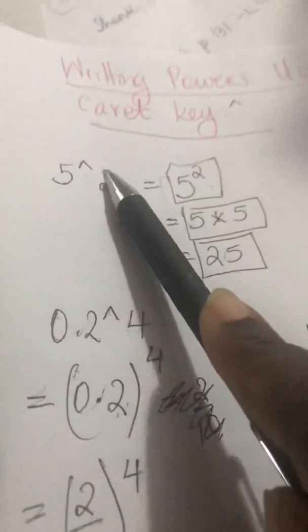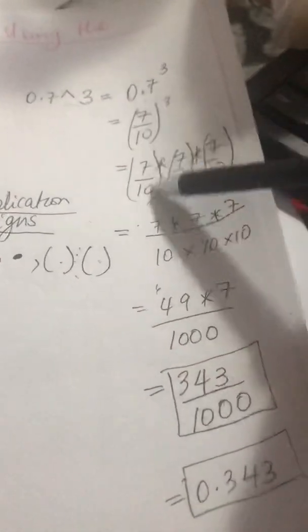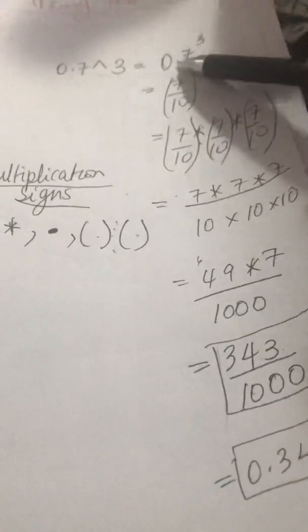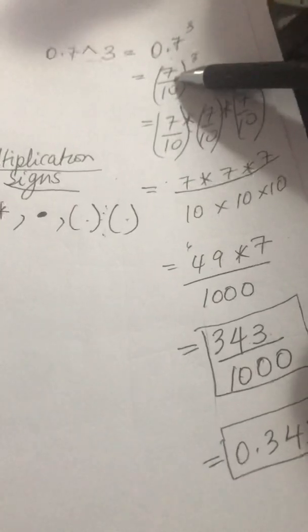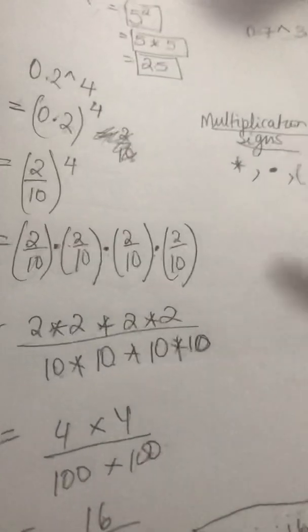So I have shown you how to use the caret key. This sign right here is called the caret key. Caret. Okay? I have also shown you how it is easy to do exponents with decimals. Change them to fractions, multiply them, come back to decimal. Class, your life is easy. All right, let's do a word problem.